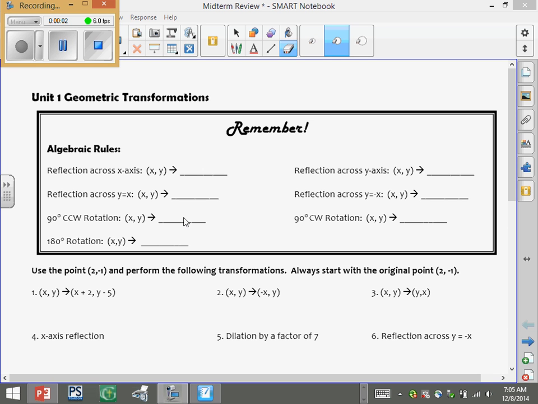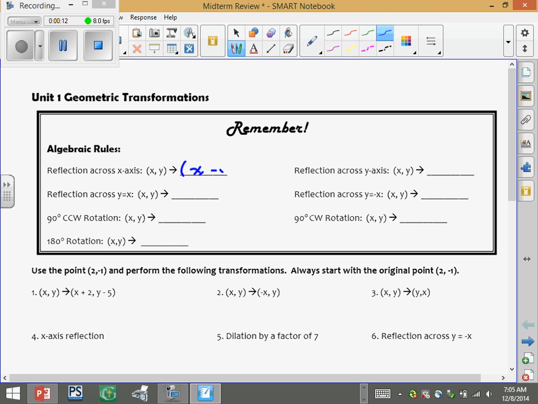This will be a quick review of Unit 1, where we did geometric transformations of points. So we have all of our shortcuts right here in this box. Remember, when we reflect across the x-axis, we have (x, negative y). Reflect across the y-axis will be (negative x, y). Reflect across y equals x, you switch them: (y, x). If you reflect across the line y equals negative x, same deal except both of them become negative.